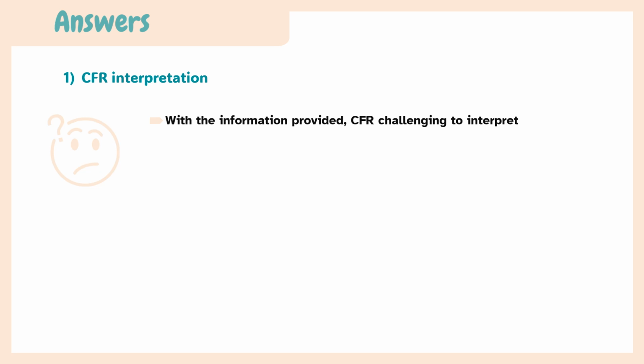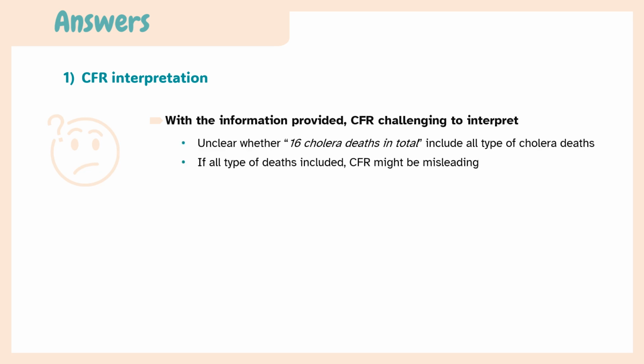5% is a high CFR value and is of great concern. However, the information provided in the situation report is ambiguous, and as a result, the CFR is challenging to interpret. In particular, it is unclear whether 16 cholera deaths in total means all type of cholera deaths. If all type of cholera deaths were included in the calculations of the CFR as opposed to only cholera deaths that occurred at a health facility as recommended, the CFR would be misleading.